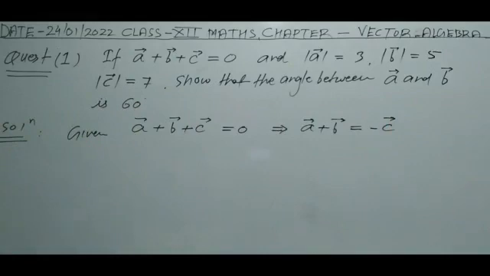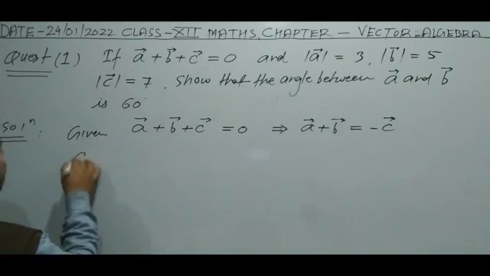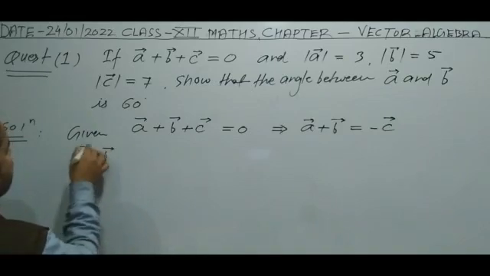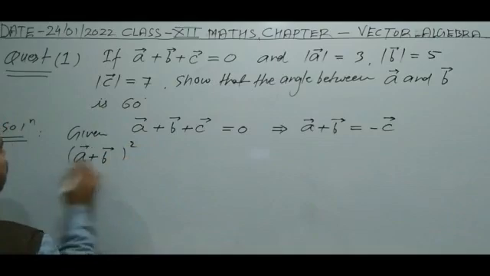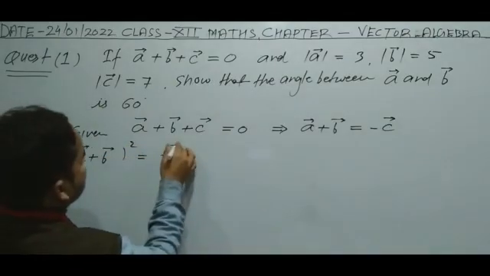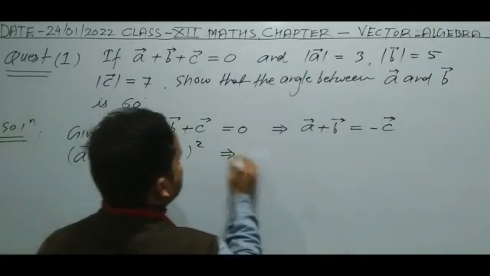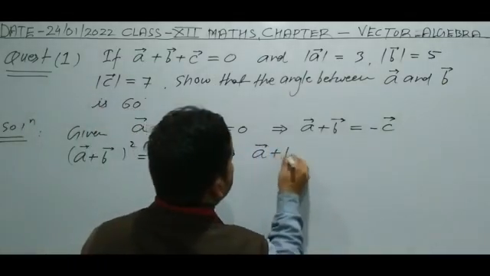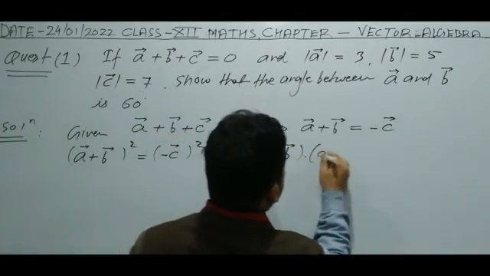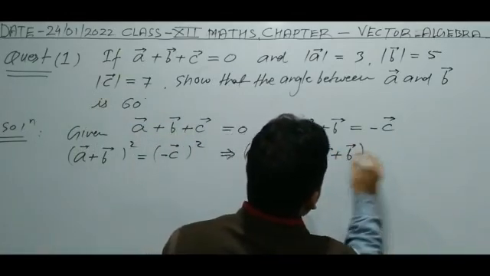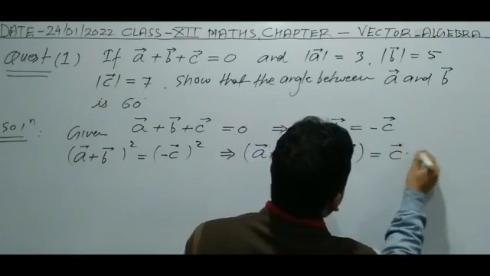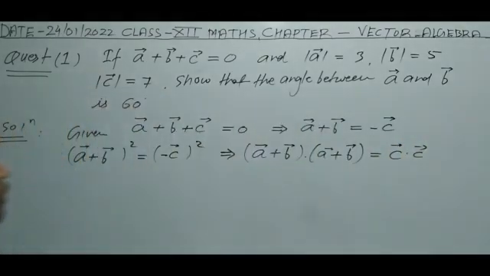Now on squaring both sides, what result will you get? On squaring both sides, you will get vector A plus vector B whole square is equal to minus vector C whole square, and this one we can write as C square. So this implies vector A plus vector B dotted with vector A plus vector B is equal to vector C into vector C, meaning C square.